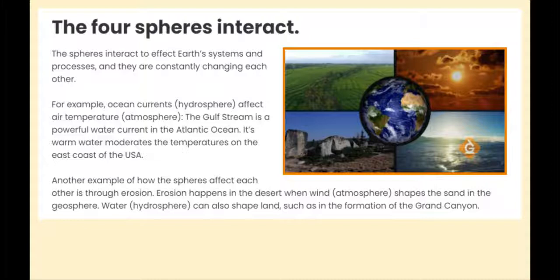Another example of how the spheres affect each other is through erosion. Erosion happens in the desert when wind, the atmosphere, shapes the sand in the geosphere. Water, the hydrosphere, can also shape land, such as in the formation of the Grand Canyon.